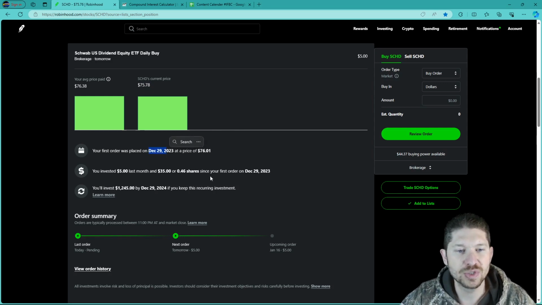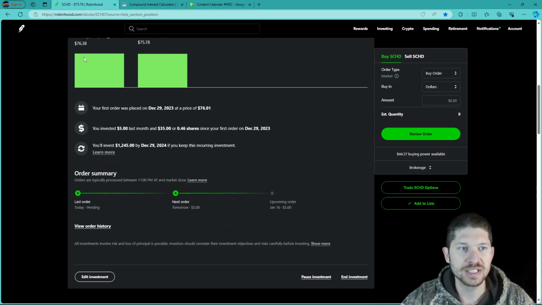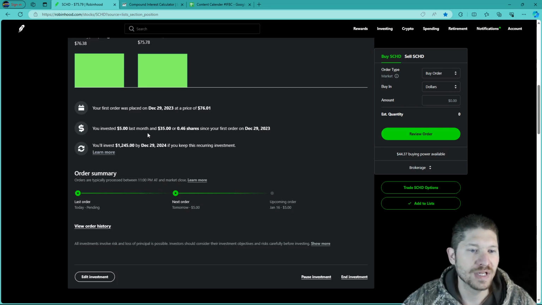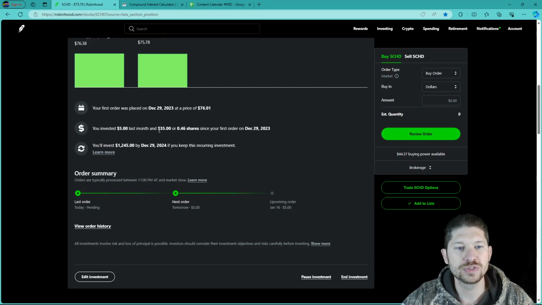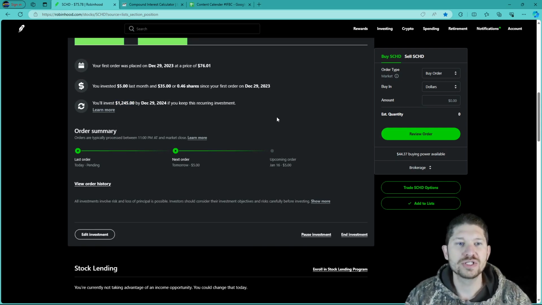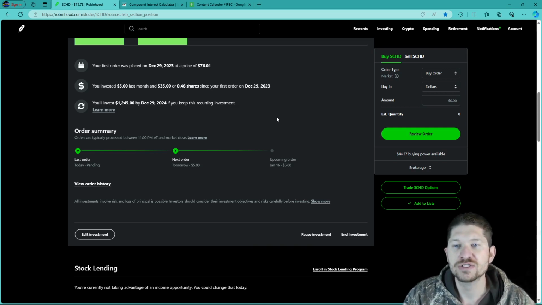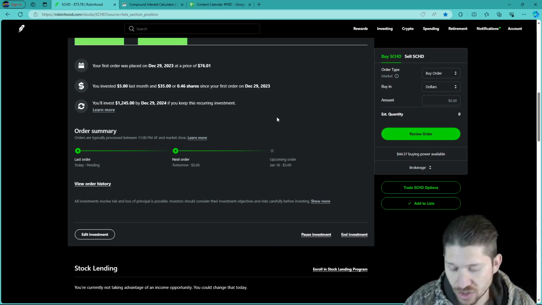First order was on December 29th at a $76.01 share price. So that's nice. It is higher than it was previously. Investing $5 a month last month, and $35 or 0.46 since your first order. So this will change slightly too when they invest that extra $5. I think it's slightly delayed as well. So you'll invest $1,200 by December 29th of this year. I literally started this challenge like 2 days before the year ended. So it's officially going to be a 1-year challenge.